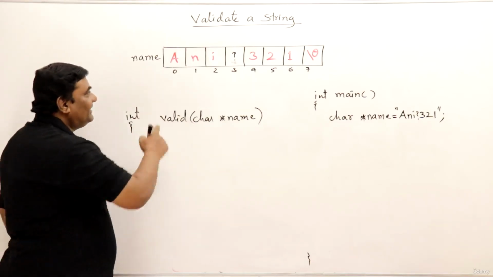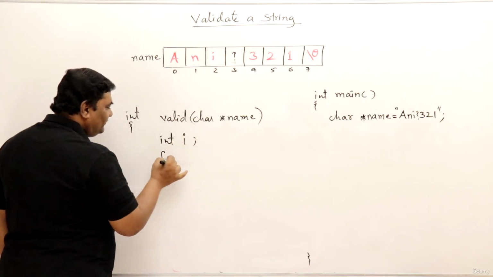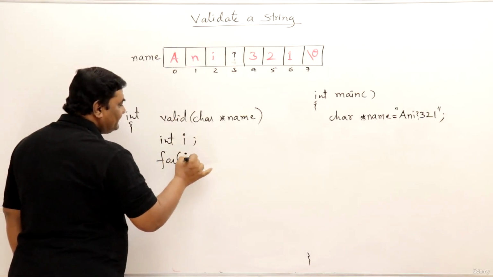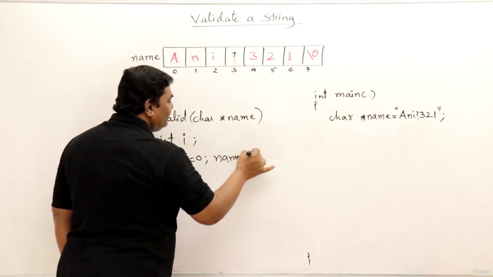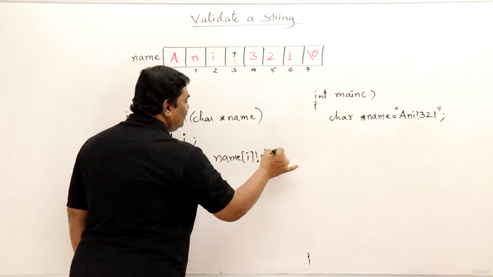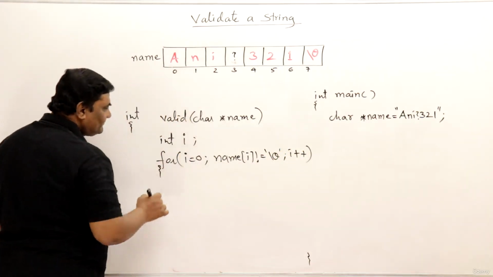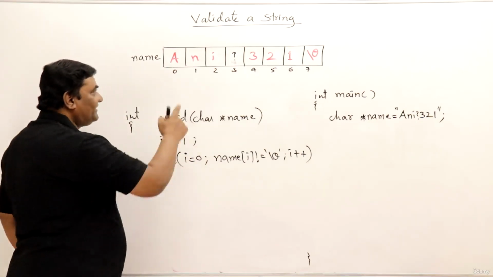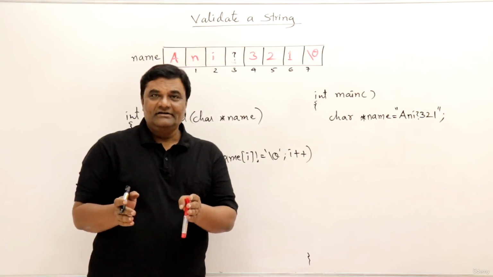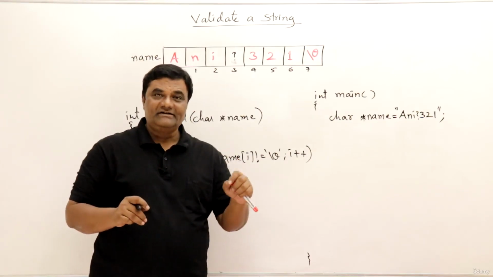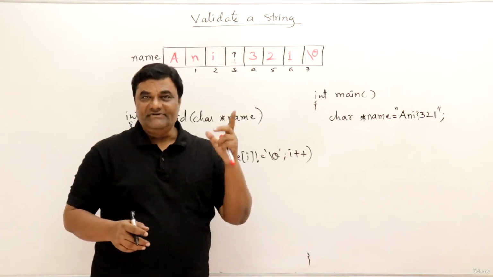Then what I have to do in this one, I should scan through this string. So for that I will take a variable i, and using a for loop I will scan through this. For i assign 0, and as long as name of i is not equal to the null character, continue i++. Then each time I should check whether an alphabet is valid or not. For being valid, it should be within a range of capital letters, small letters or numbers. If it is not, then it is invalid.